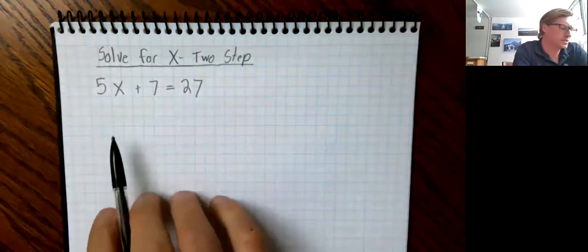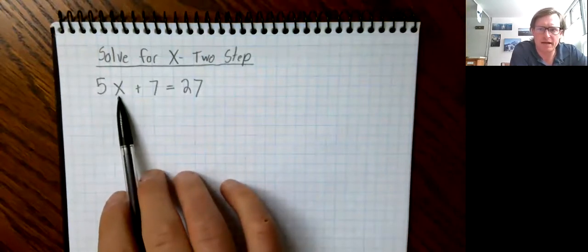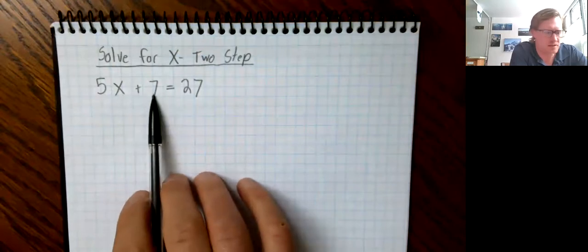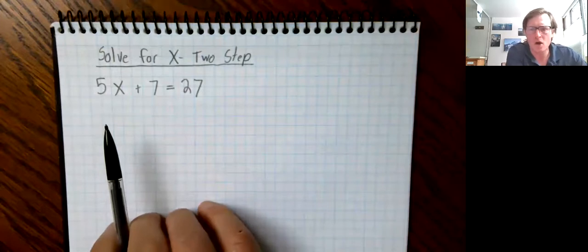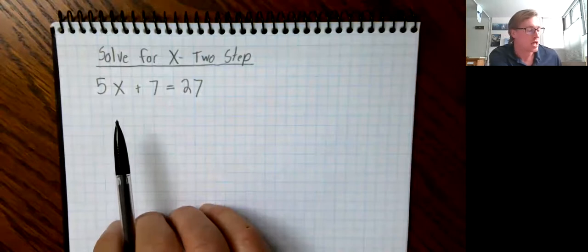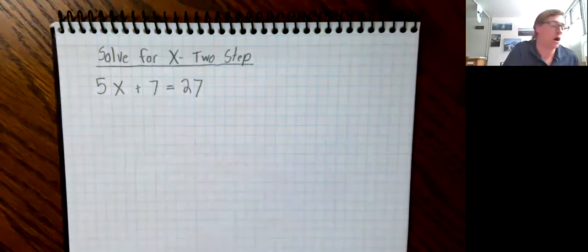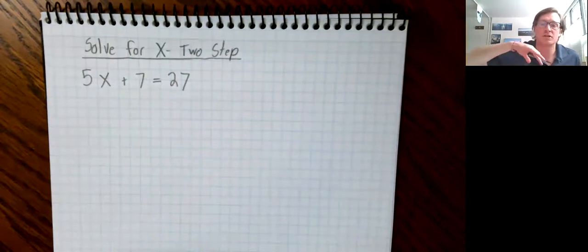So the operations going on here are multiplication, we've got a 5 times an x, and then a plus 7. So there are multiple operations going on here, and we need to know which one we're going to take care of first. This is similar to our order of operations, but because we're solving for x, we're actually going to turn that order of operations on its head.